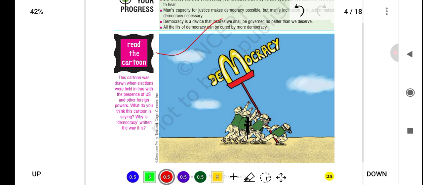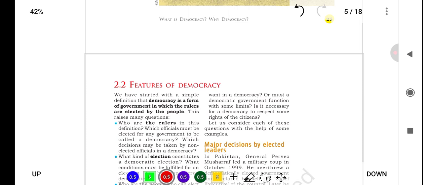Okay, the definition of democracy is people's rule, but it's misleading to call every government that holds an election a democracy. It's essential to distinguish between a democracy and one pretending to be one. Right? So let's discuss the features of democracy.